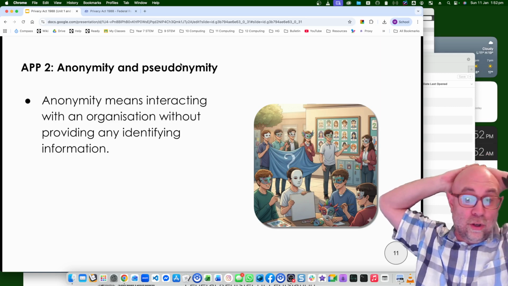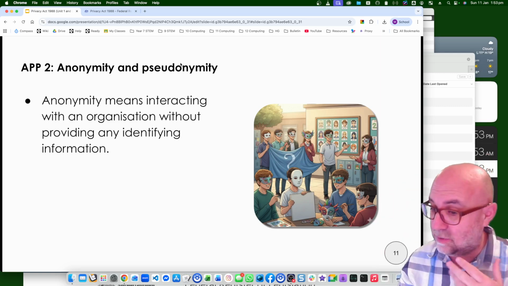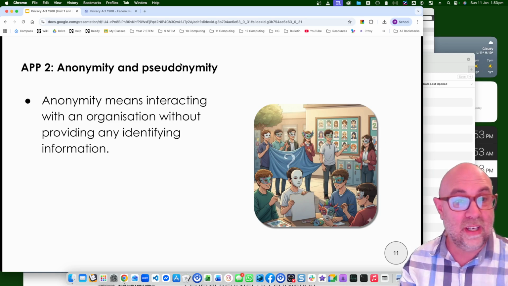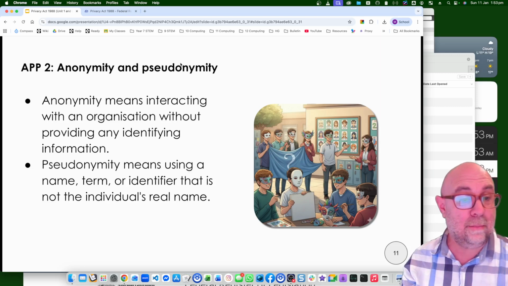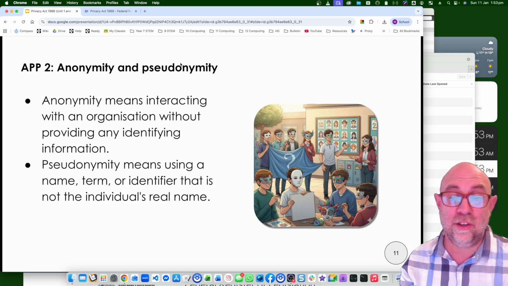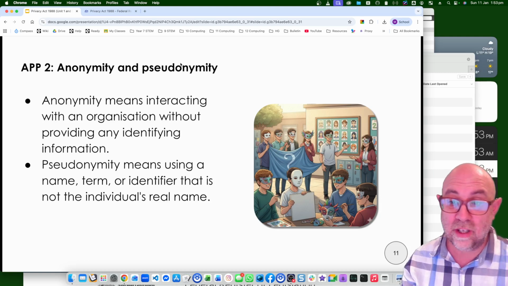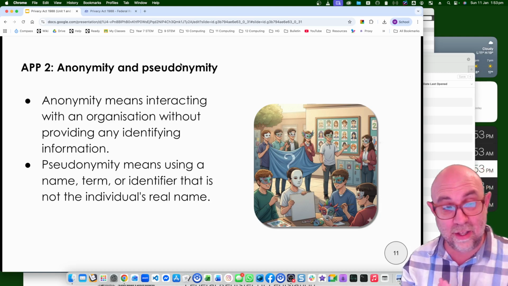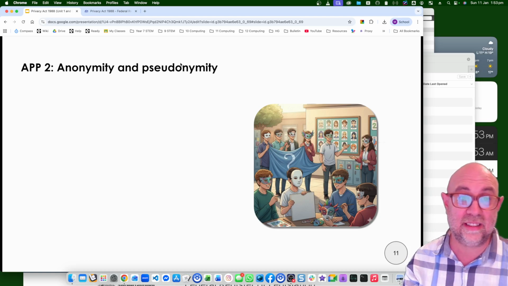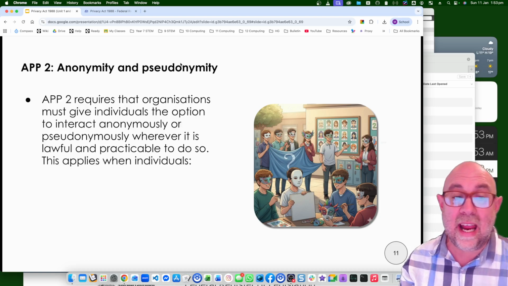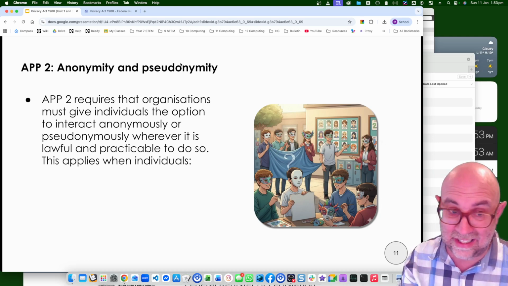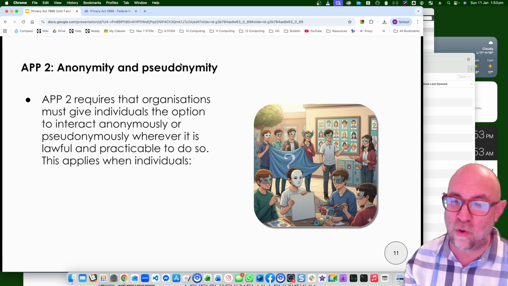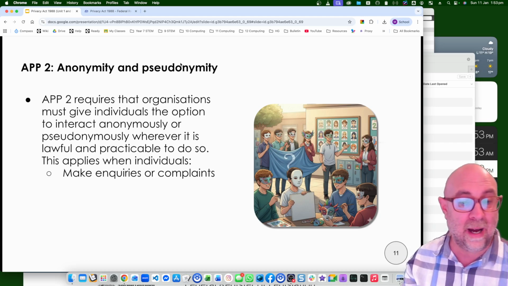But even for an online service, if they can deal with you anonymously, then you should let them. Pseudonymity means that they can use a made-up name if they want. So that's the baseline, that you should be entitled to those things. Now, you must give people an option to do this unless, and the unless things are pretty big, and this is why lots of places do make you prove who you are.